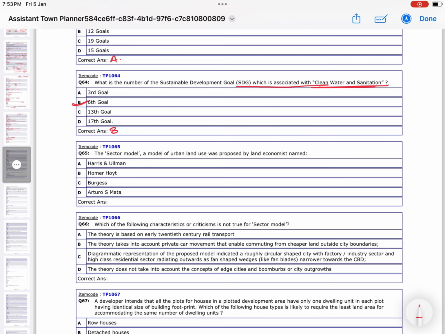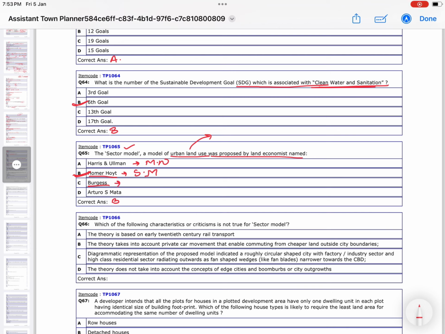Question number 65. The sector model, a model of urban land use, was proposed by. You should know that there are several models of urban land use. We have the sector model, the concentric zone model, and the multi-nuclei model. The multi-nuclei model is given by Harris and Ullman. Homer Hoyt has given us the sector model, which the question is asking. So the answer is B here.